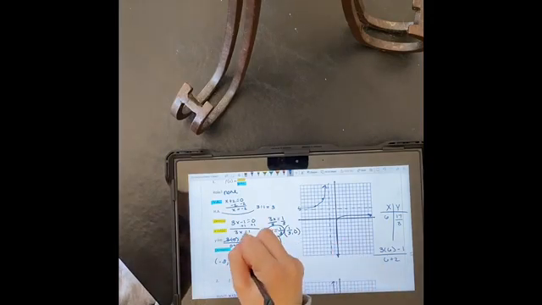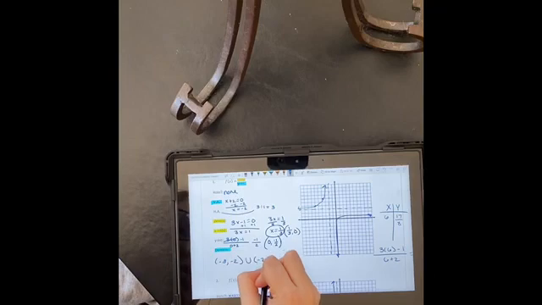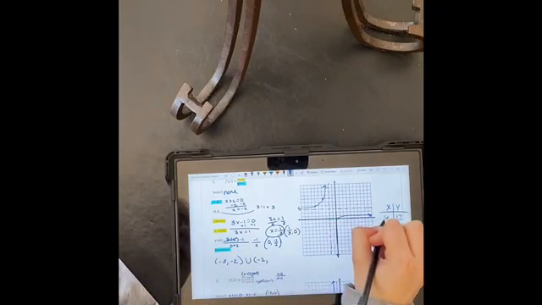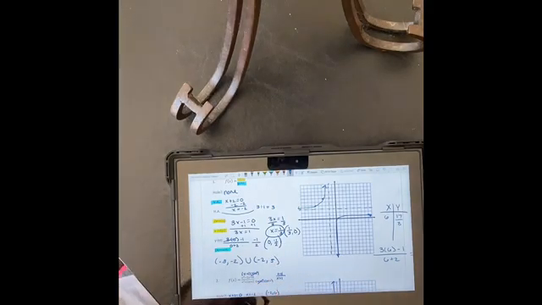And then you're going to do union, and then -2, because that's where you left off from. And as you can see, there's no more interruptions, so it's just positive infinity. And that is how you graph a rational expression.